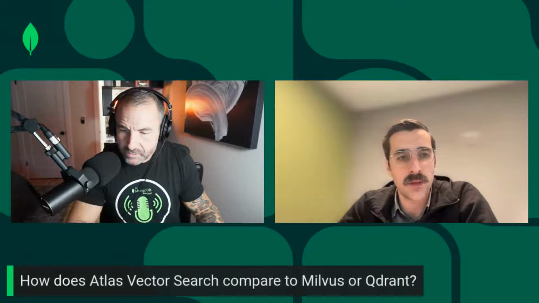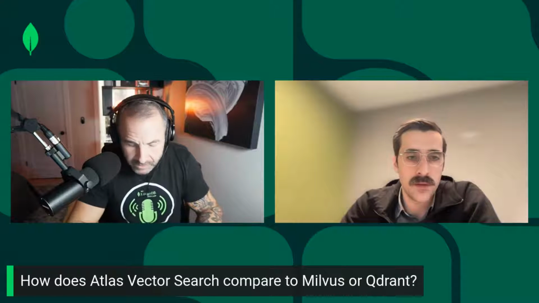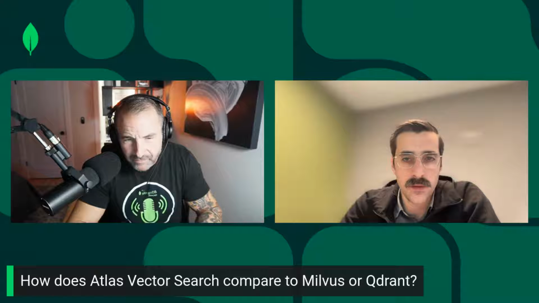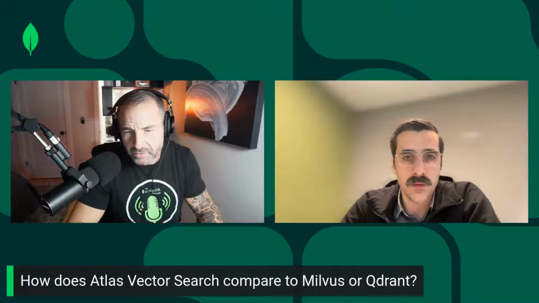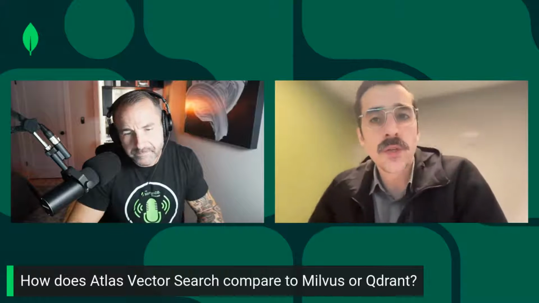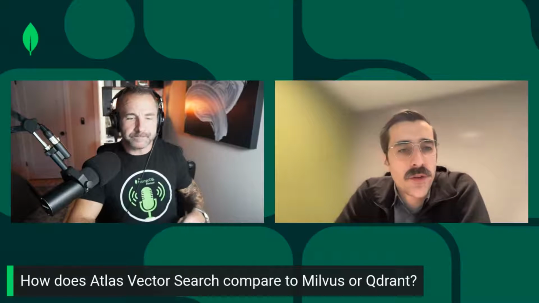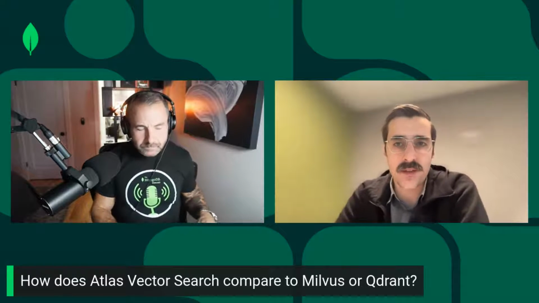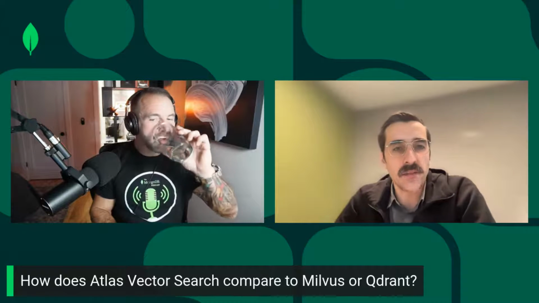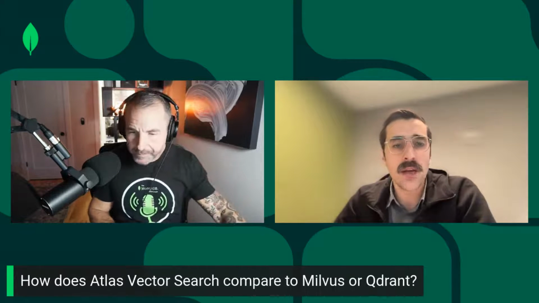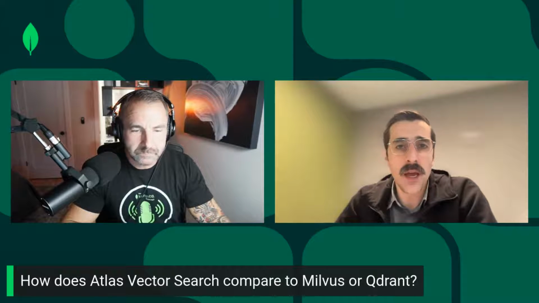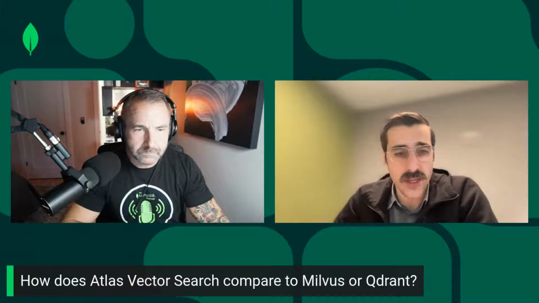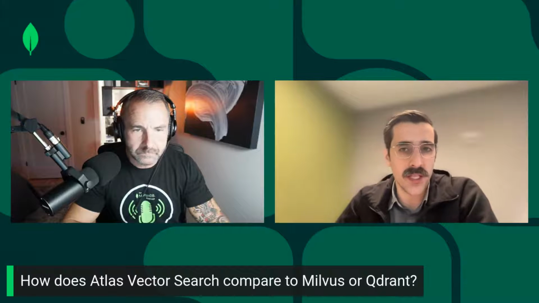Great. Good question. The next one has to do with, I guess, competitive offerings. How does Atlas Vector Search compare to Milvus or Qdrant? Yeah, absolutely. So, Milvus and Qdrant are doing very interesting things, among others. There's just a ton of innovation happening in this space right now. And we're looking at all of these offerings similarly. And it's exciting to see the amount of innovation and the speed of innovation that's happening.